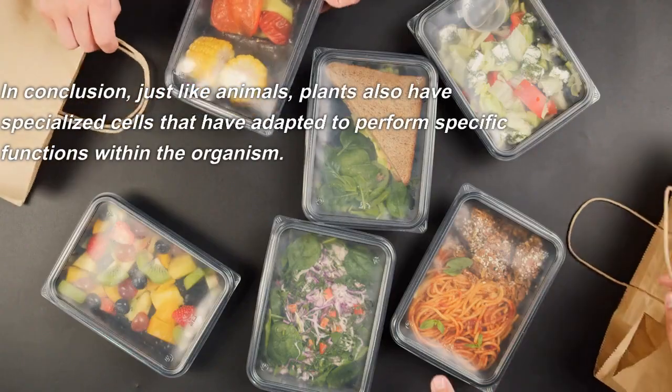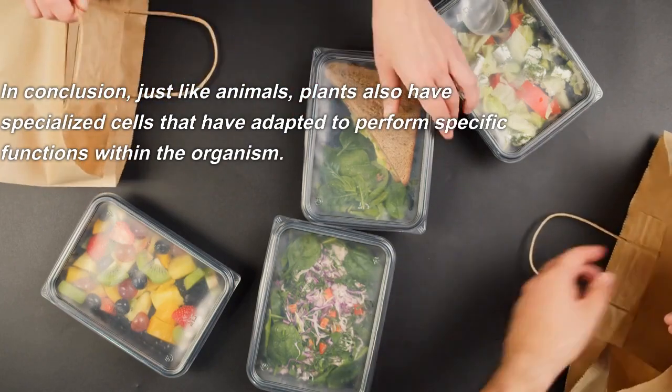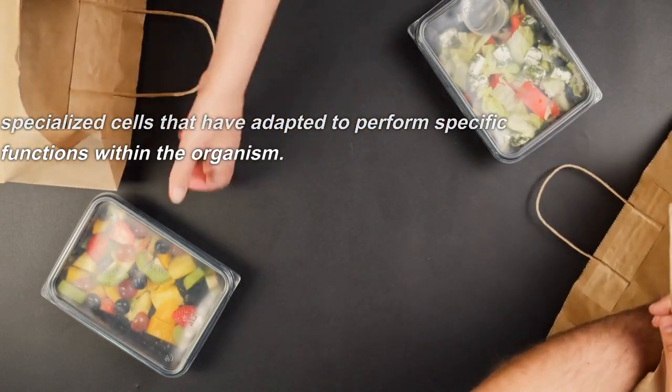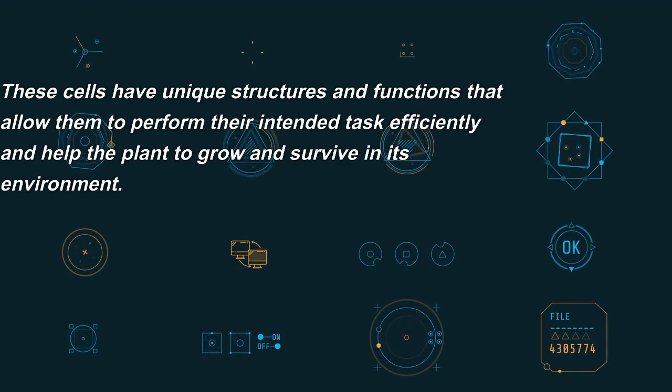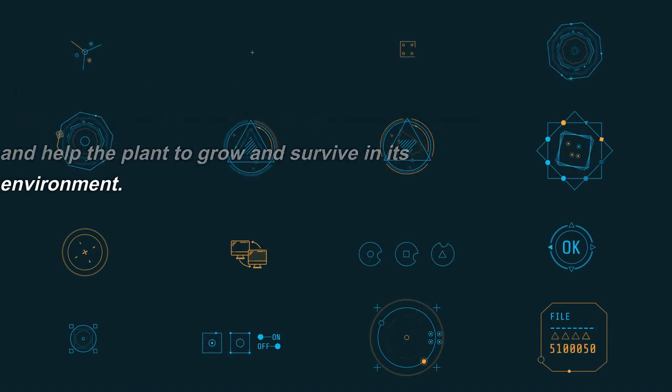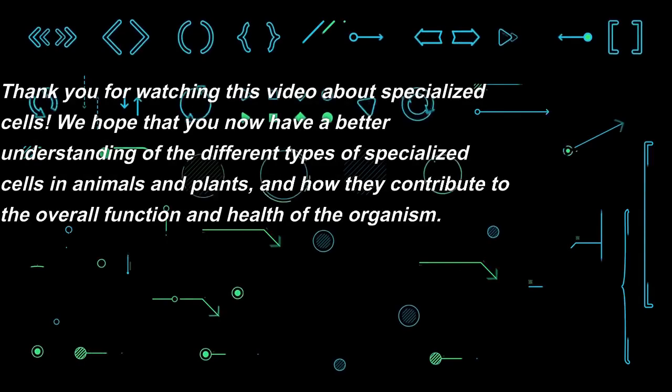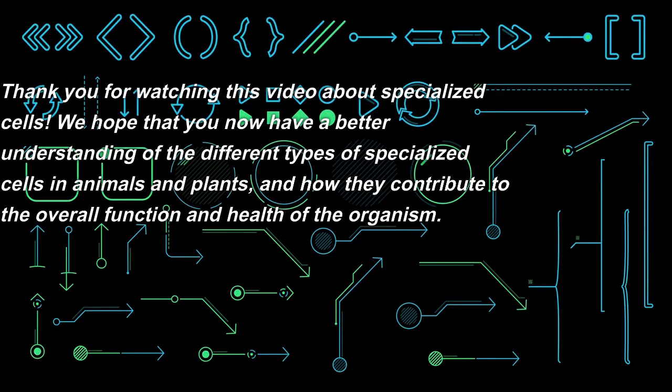In conclusion, just like animals, plants also have specialized cells that have adapted to perform specific functions within the organism. These cells have unique structures and functions that allow them to perform their intended task efficiently and help the plant to grow and survive in its environment.